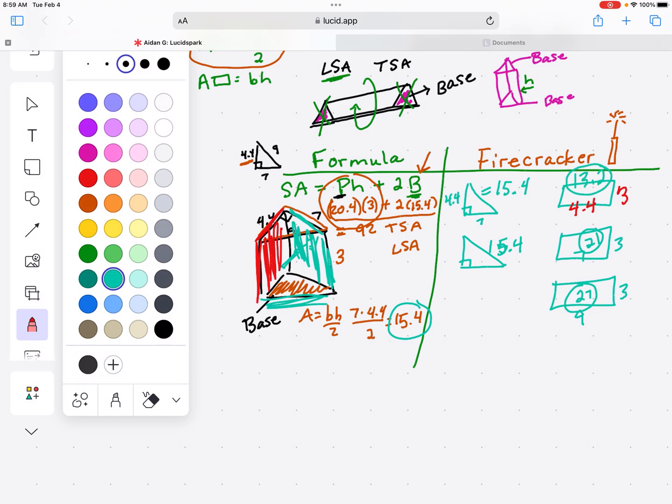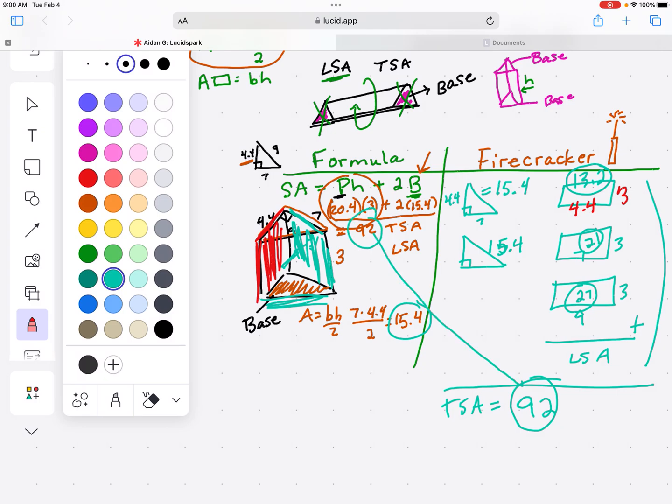13.2. So all you have to do is if you want lateral surface area, you just add up these 3 right here. But if you want the total surface area, then you add up all of them. So let's do that. 15.4 plus 15.4 plus 21 plus 27 plus 13.2, and you get, boom, 92. Same.